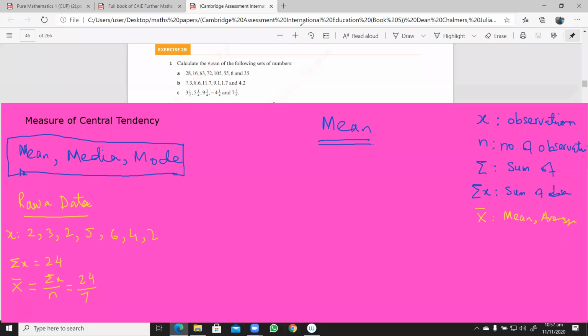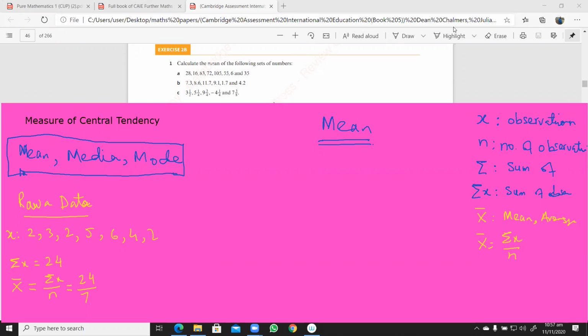Okay, so I'll not be asking you guys to try these questions. I'm going to move on to the next segment. The first segment was related to the raw data. When you have the raw data, the formula for the mean is going to be sigma x over n. Now we move on to the next part of this mean.